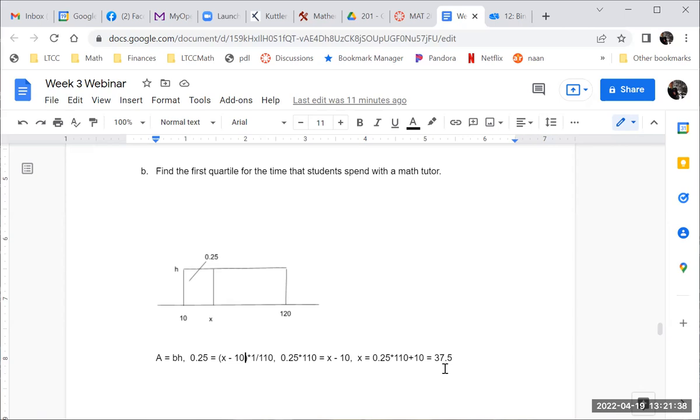One thing you want to do always is take a look at it and see if it's reasonable. So if you made a mistake and you end up with 375, like you lost the decimal place, you look at your picture and it's like, that can't be right. 375 is way over here. That can't be the first quartile. Do you see that? Because we know that x is going to be closer to 10 than it is to 120. So it's always a good idea before you put it into the answer box to look at it and make sure it's reasonable. That's just a suggestion for the whole class, not just for this example.